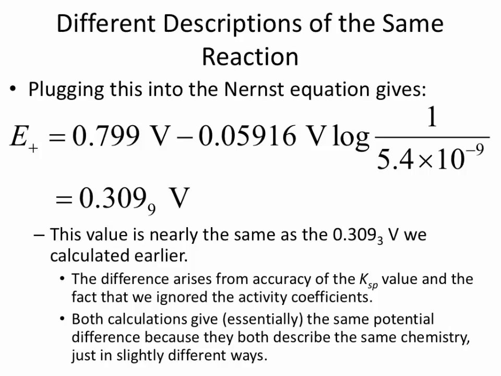That is, both calculations give essentially the same potential difference because they both describe the same chemistry, just in slightly different ways. And therefore, it doesn't matter if you write your cell potential slightly differently than I do. That is, if you say include the chloride ion and I don't include the chloride ion, we are going to end up with at least almost exactly the same value.